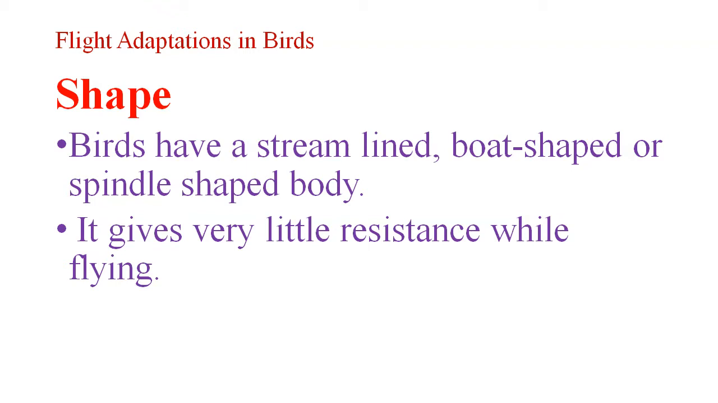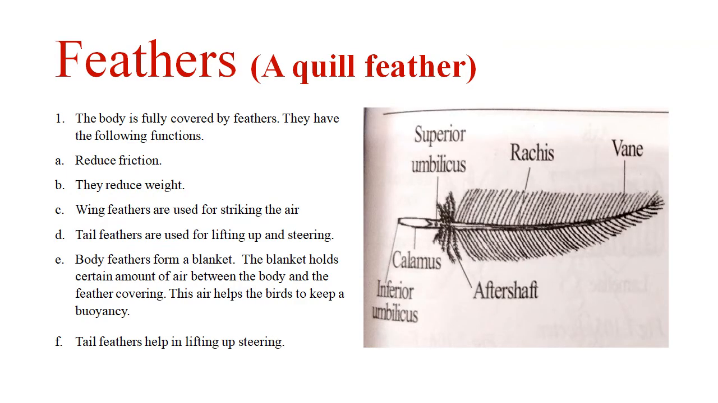One very important adaptation is the feathers. Here you can see the example of a quill feather. How do feathers help in adaptation? You can see the body is fully covered by feathers. They have the following functions. What are the main functions of feathers? They reduce friction, they reduce weight.